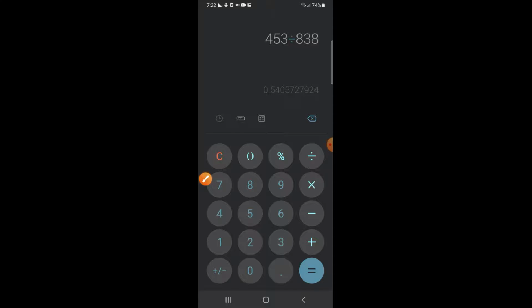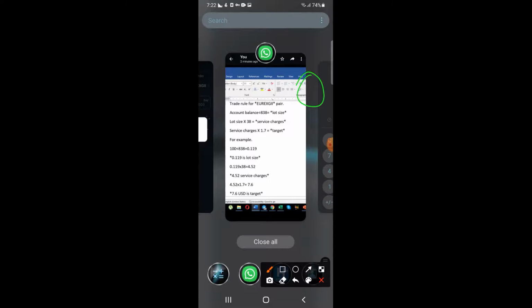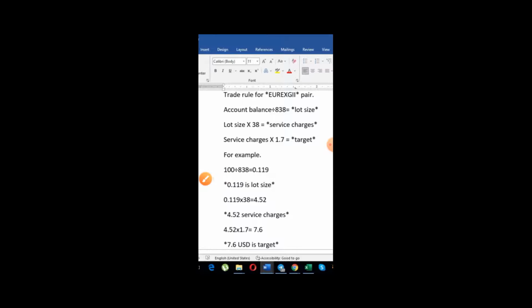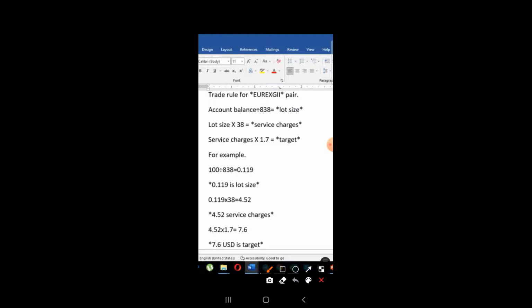I am deleting this. 0.5 lot size multiplied by 38 is $19. This is the broker fee or service charges. This is your next step.